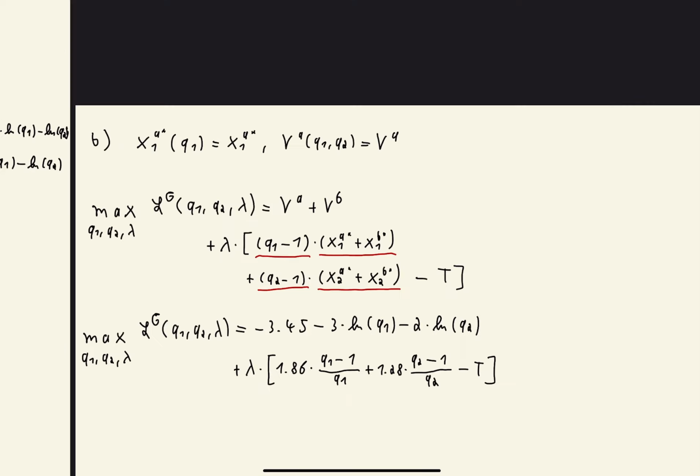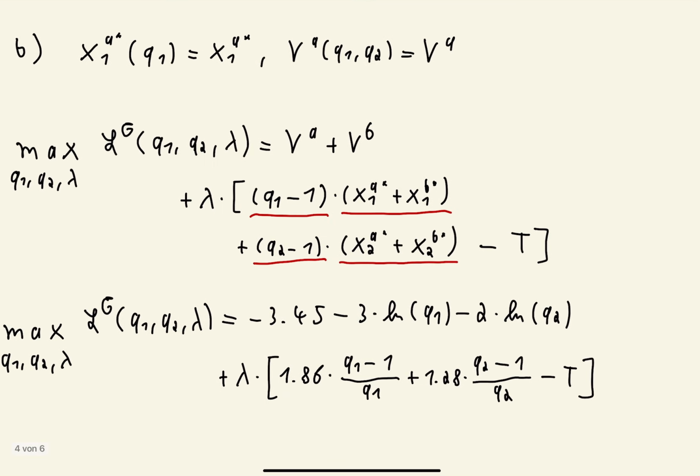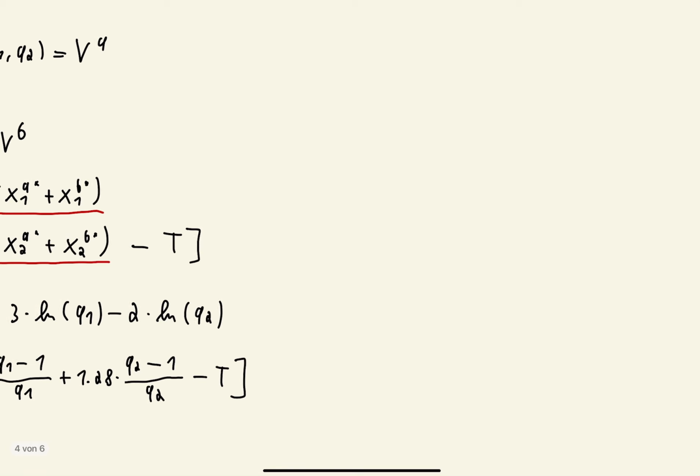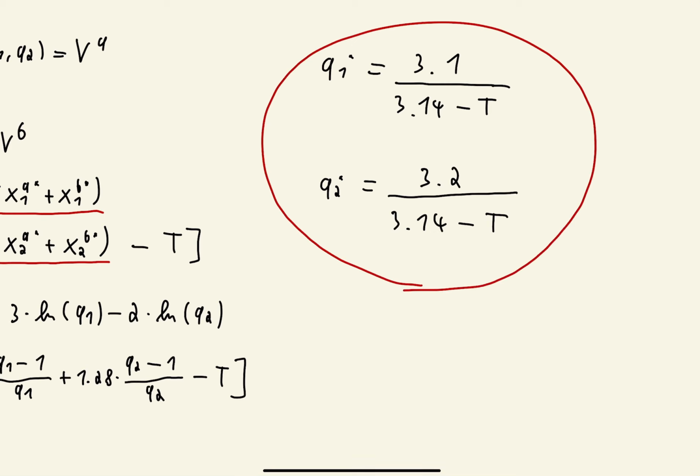And now if we solve this optimization problem, so we derive the first order conditions with respect to the endogenous variables, and we solve for Q1 and Q2, we end up with the following optimal commodity taxes. So we have Q1 star equal to 3.1 divided by 3.14 minus capital T. And we have an optimal commodity tax for good 2, which is equal to 3.2 divided by 3.14 minus capital T. And those are the optimal commodity taxes in this economy.